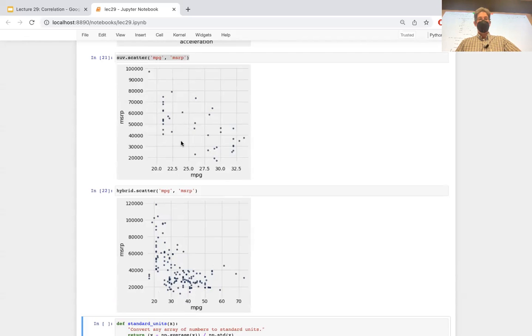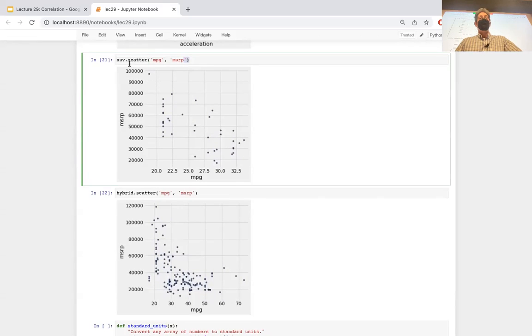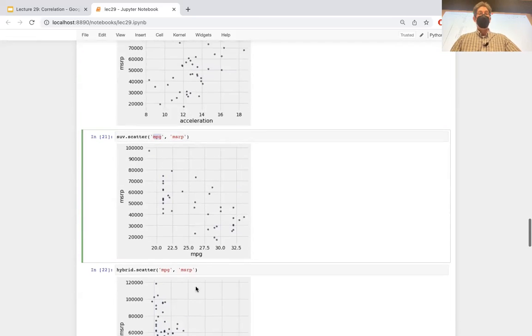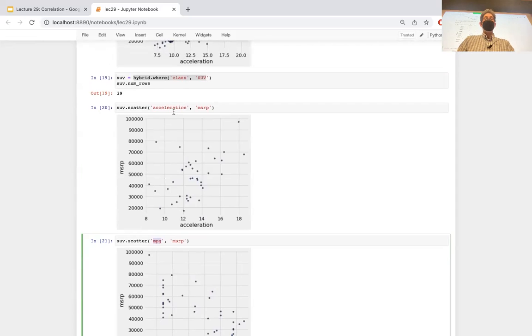Okay. Now I feel like we have two things that we could potentially draw a line through. The SUVs, cost versus fuel efficiency, and then either the SUVs or all the cars, acceleration versus cost.